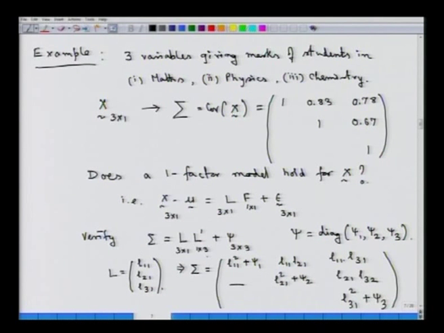Now the question is whether we can write sigma with appropriate choices of L11, L21, L31 and psi 1, psi 2, psi 3, whether the solution of this particular system of equations gives us valid values. We are going to equate the respective quantities, so L11 squared plus psi 1 is equated with this entry 1 here. L11 times L21 is equated with this 0.83 and so on. So the solution is going to look like the following.